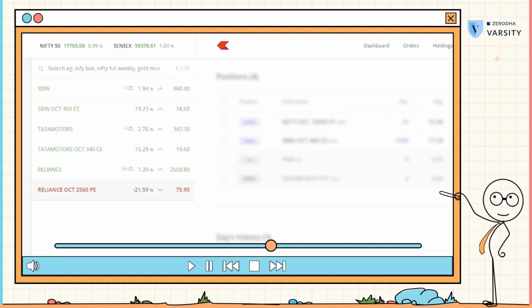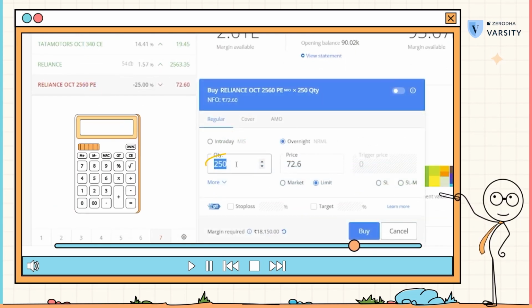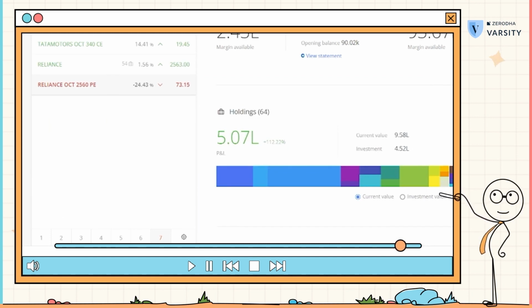Now, if I buy this put option on Reliance, it entitles me to a right to sell Reliance at 2,560, even if Reliance is trading at 2,400 on the expiry day. Now let me go ahead and buy this particular option to show you how easy it is to buy a put option. To do that, all I have to do here is click on buy. Lot size is 250. The price at which I'm buying here is 72.6. The money required to do this is 18,150. As you can see, I've placed the order for the Reliance put option.